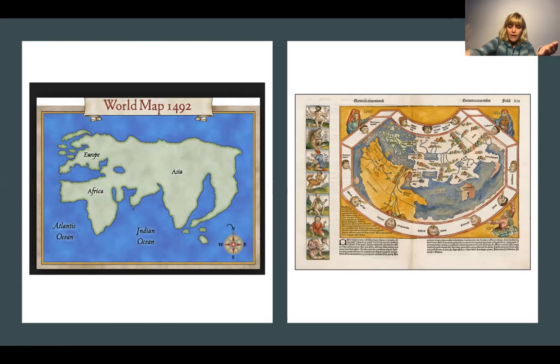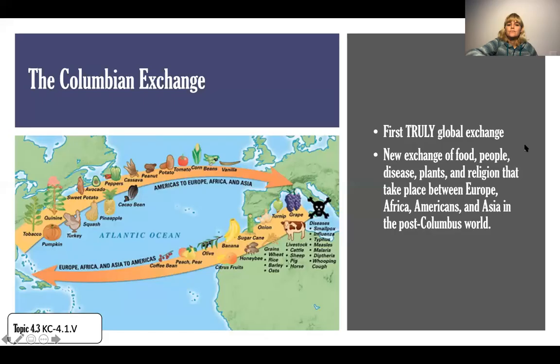1492, and you wake up in 1493 and the world is twice the size. It's twice the size, and there are lots of new resources and lots of new power. So what is the Columbian Exchange? It's named after Christopher Columbus, and basically starting in 1492, 1493, it will be the first truly global exchange.